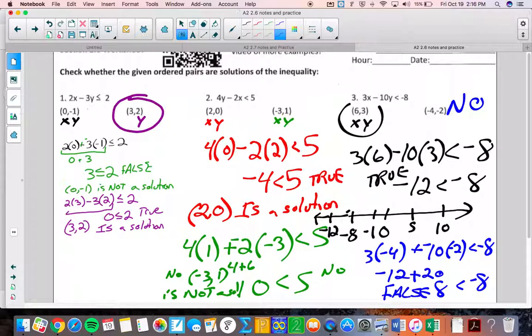Alrighty, in a second here, we're going to move to graphing linear inequalities. And when we do that, it's going to be very similar to graphing a line. In fact, you're going to think of it as a line initially, and then you need to think about whether the line needs to be dashed or solid. And then you also need to think about which side of the line you need to shade.